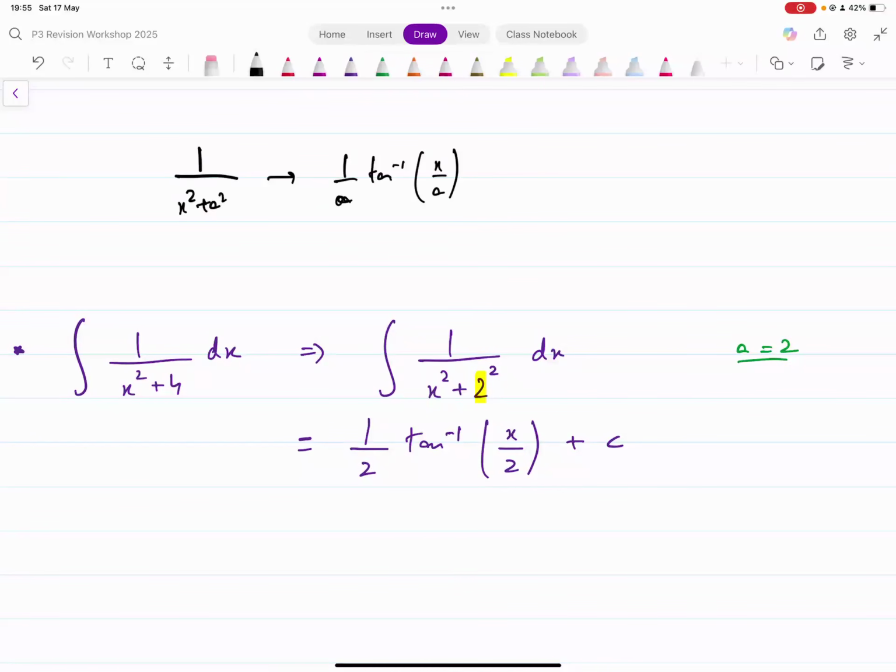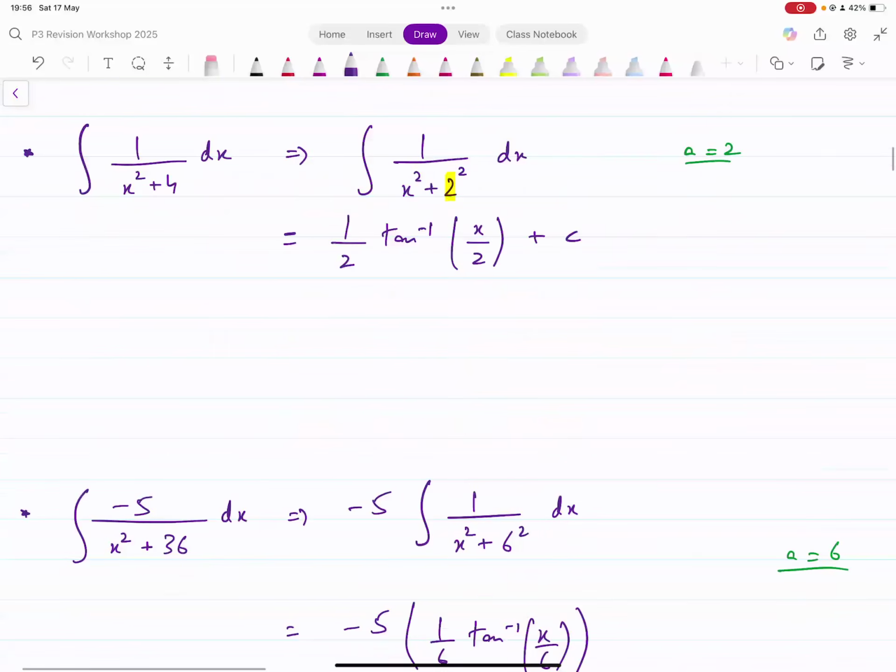So we could write this like this: 1 over x squared plus 4. We could say it's x squared plus 2 squared. And then the value for a is 2. We just apply that rule. It becomes 1 over 2 into tan inverse of x over 2. Okay. And that gives you the result.